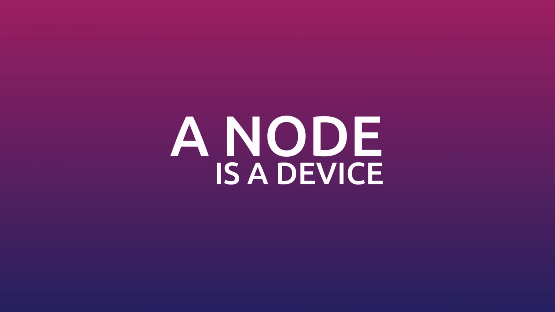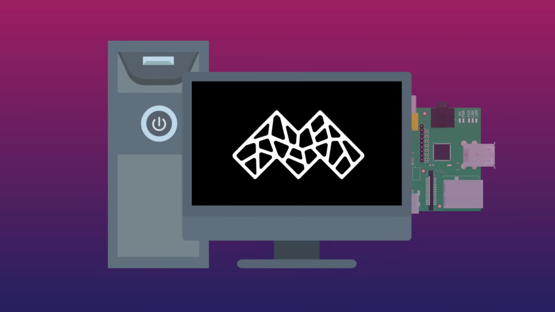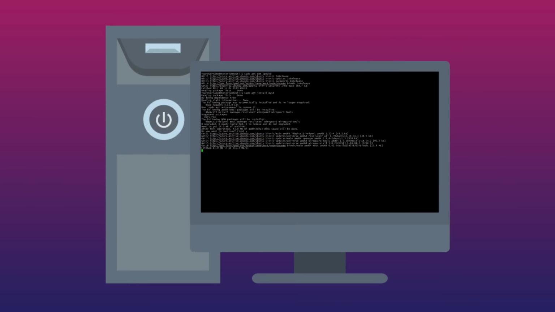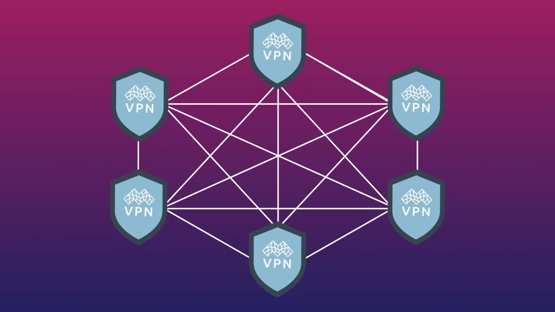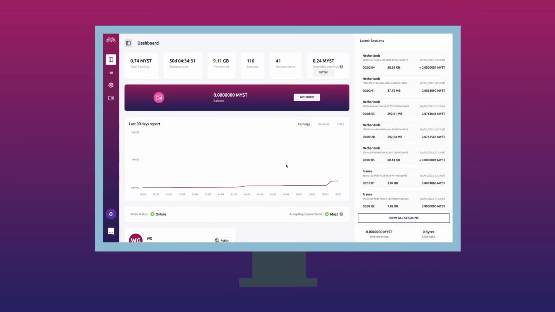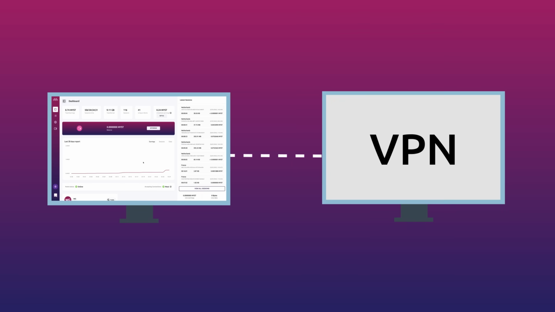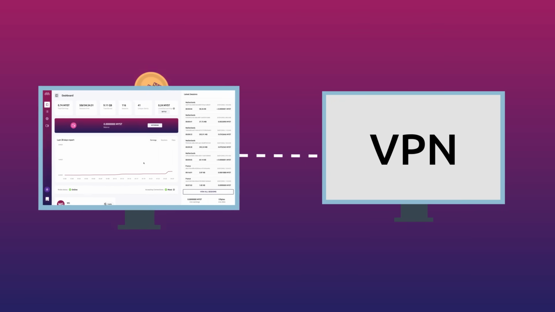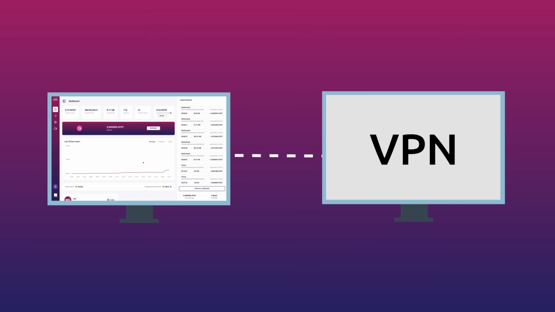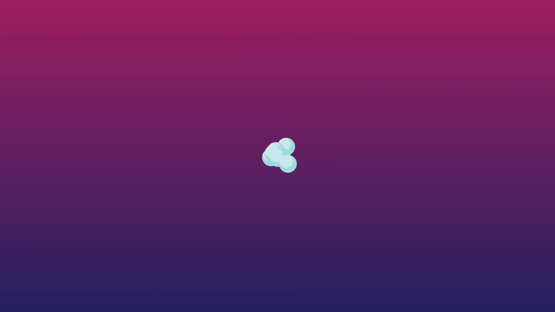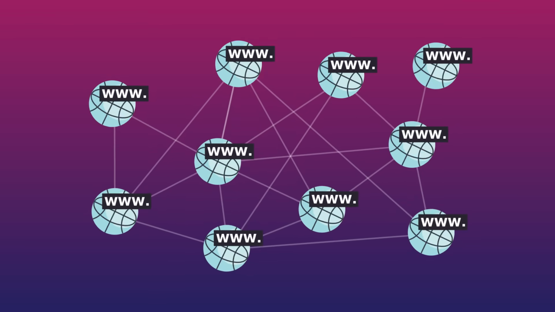A node is a device such as a computer or a Raspberry Pi, which hosts a piece of special software that helps power a network. When you run a Mysterium Network node, it allows you to run VPN services and earn myst, a cryptocurrency for online freedom. When you run a Mysterium node, you'll be running an exit node within a decentralized virtual private network.